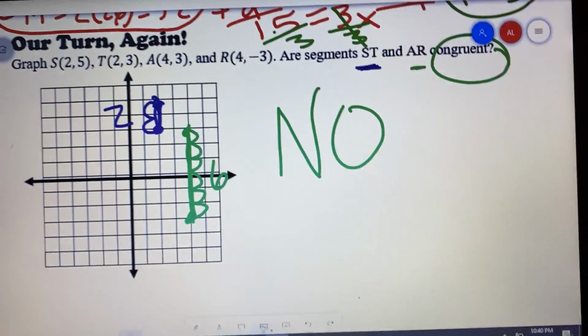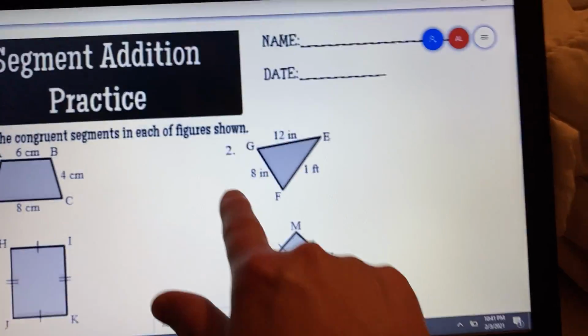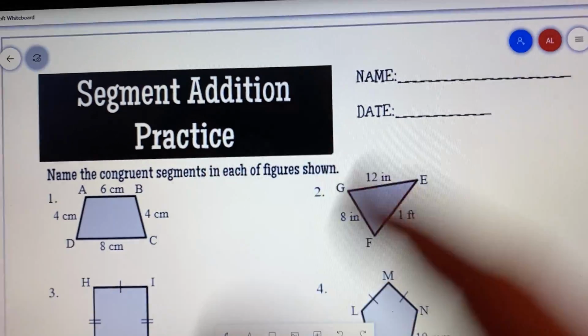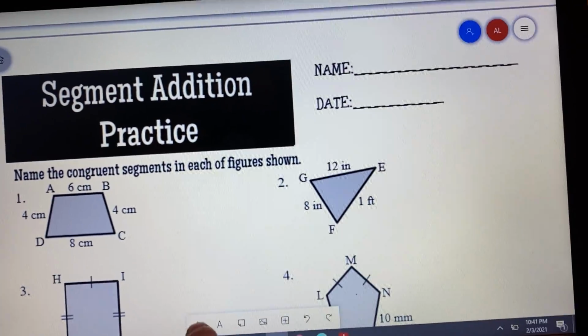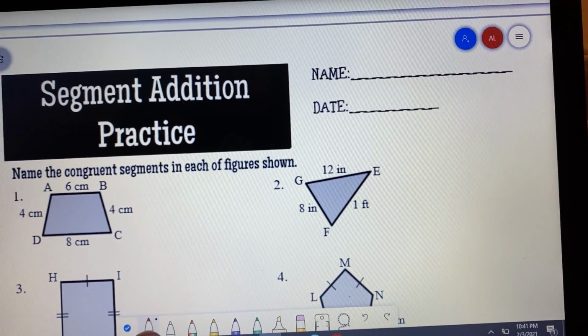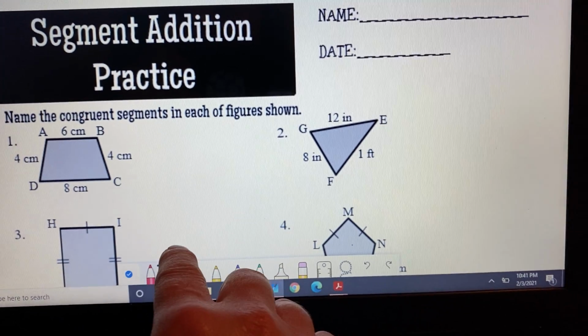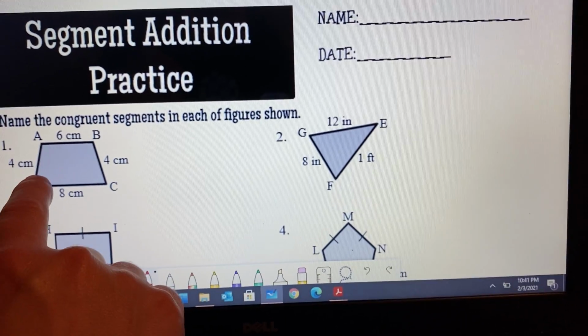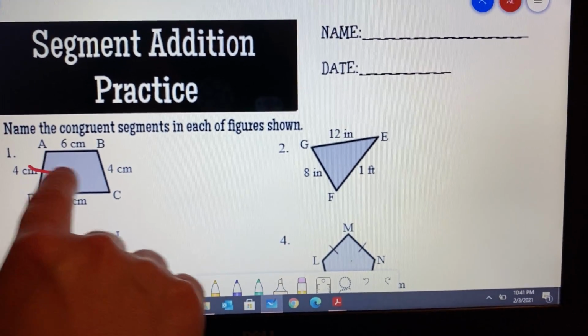All right, now you have a worksheet to do on this lesson. It looks like this. It has a front and a back. Let's just look at a couple examples from the worksheet. For this section, they just want you to say what segments are congruent. So for this one, 4 centimeters, 4 centimeters. They're equal, therefore they are congruent.